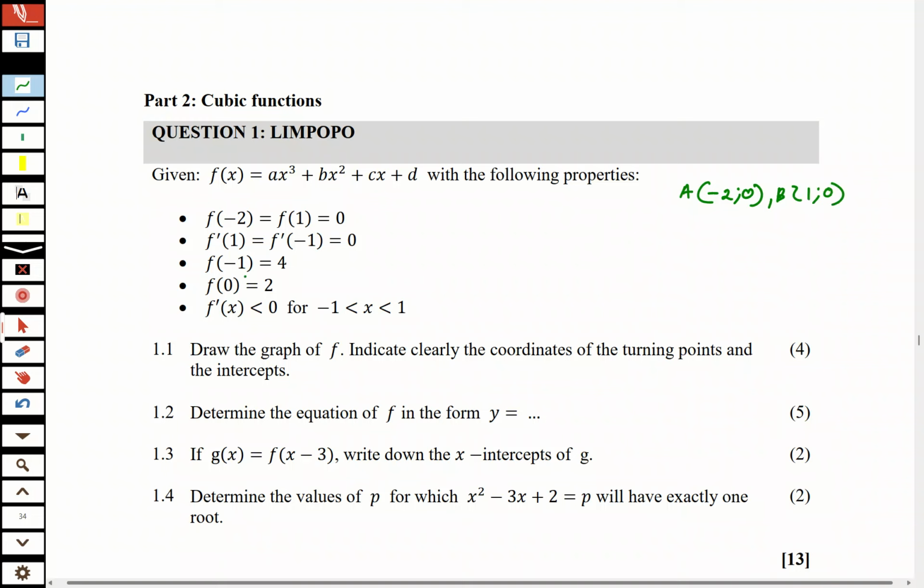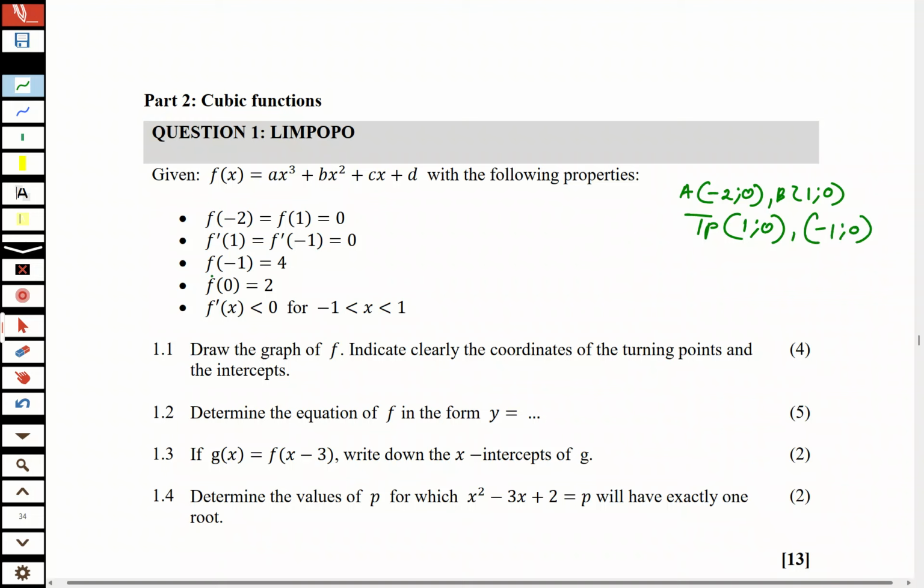Remember, when you take the first derivative, that's the gradient. So they're saying that at x is equal to 1 and at x is equal to -1, the gradient is 0. Meaning that 1 and -1 are your critical points. Remember, the critical points are the x-values at the turning points. So at the turning point, the gradient is equal to 0. So this is the turning point here, so this is 1, and then you'll have -1 and then 0 there.